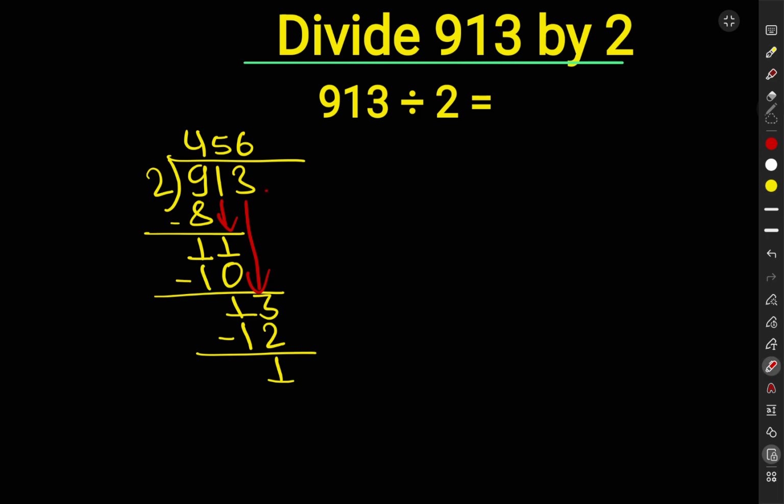So now there is no other number to put down. So we take here a decimal so that we put 0. So it is 10 and 2 times 5 is 10. On subtracting we get 0. So 913 divided by 2 is 456 decimal 5.